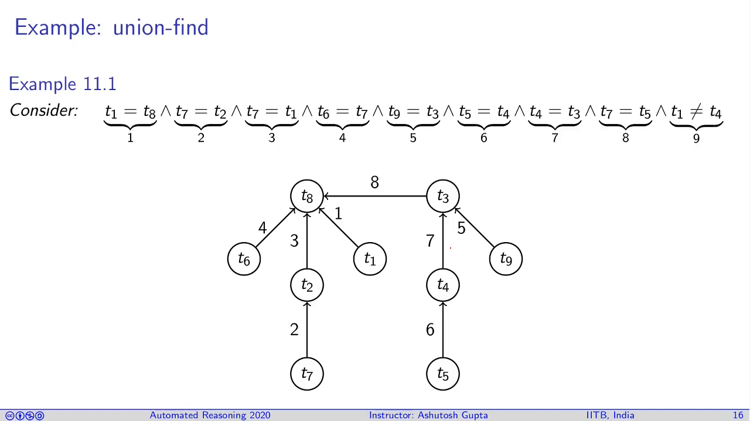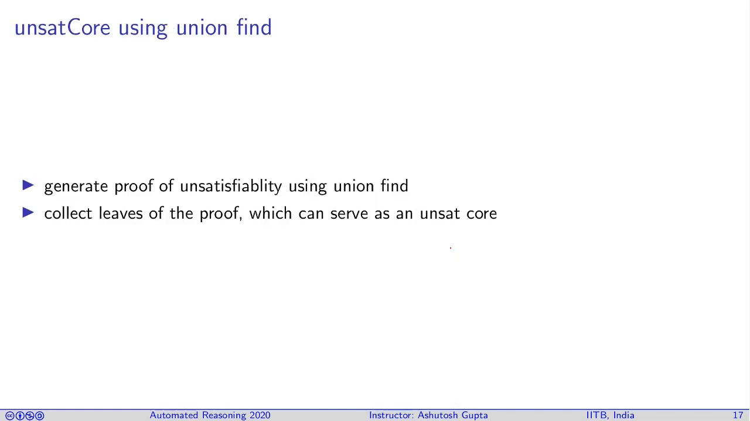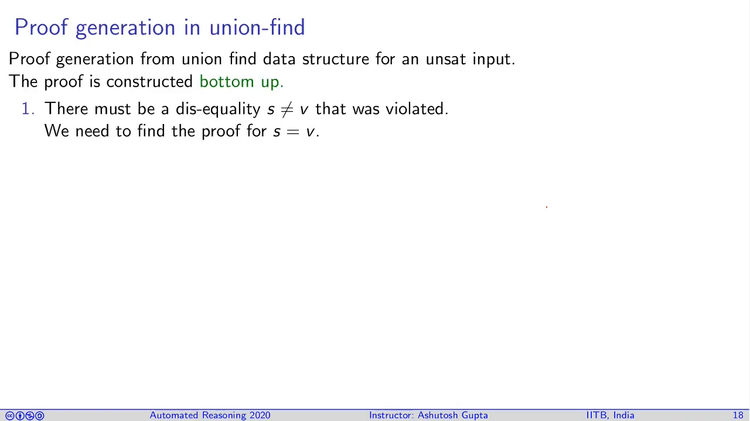But what about computing the unsatCore? How do we get the unsatCore out of such a tree? That question is important because we need to produce a clause back to our CDCL level, such that we can introduce a conflict clause from our contradiction. We generate the proof from our data structure, which proves the unsatisfiability of the formula, and the leaves of that proof are our unsatCore. So how do we generate the proof?